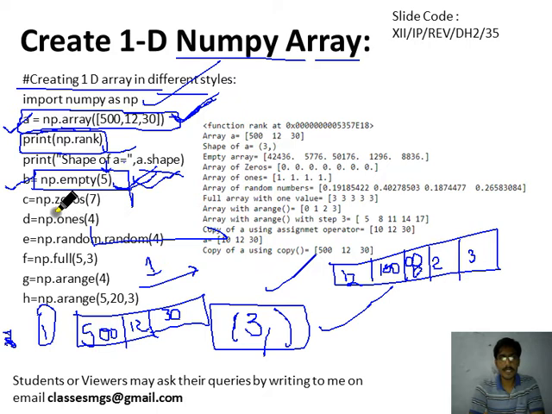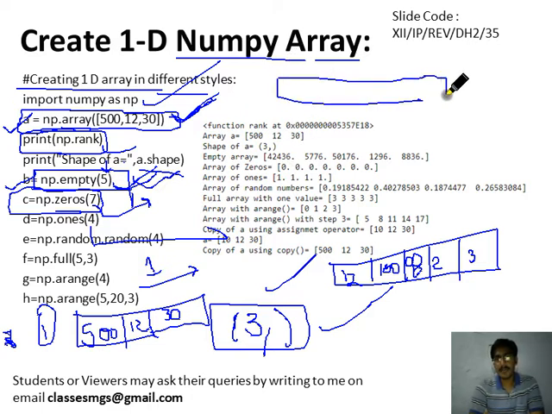If we use the zeros method, it will generate a numpy array of 7 elements with all values 0. So it will generate a numpy array of 7 elements with all values as 0. So this is 1, 2, 3, 4, 5, 6, 7. All the values will be 0.